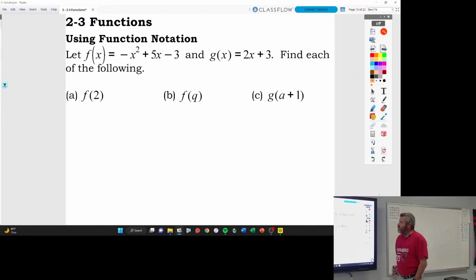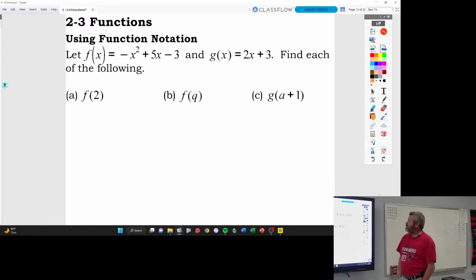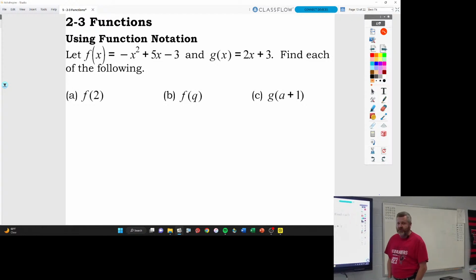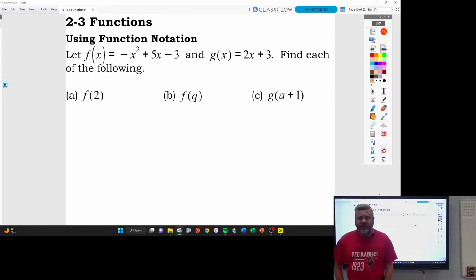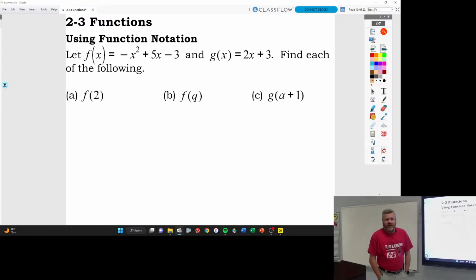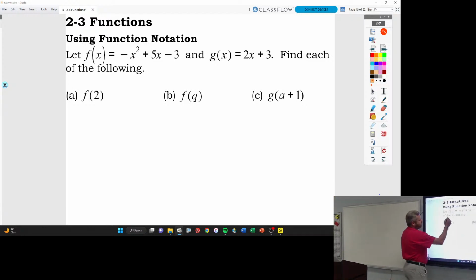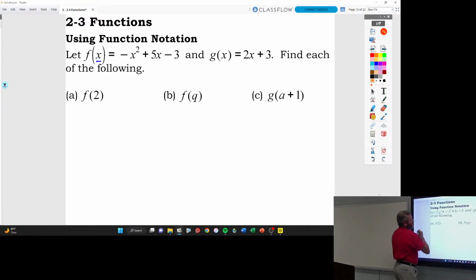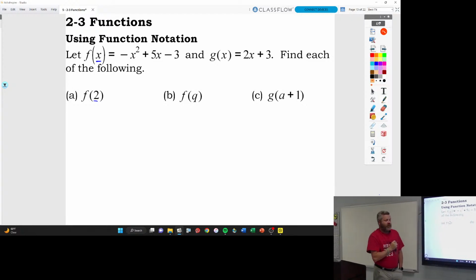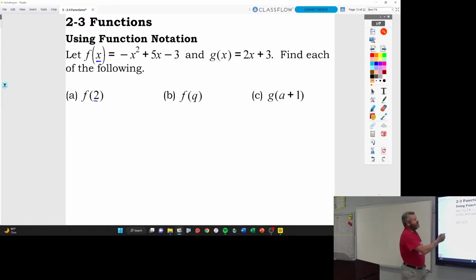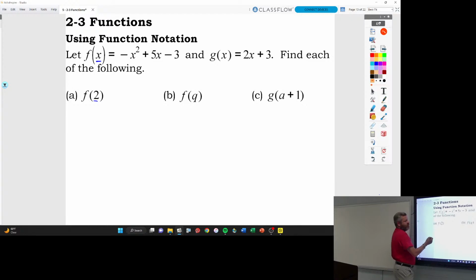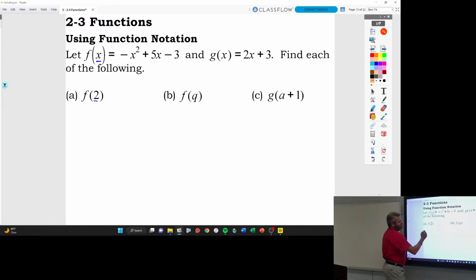Let f of x equal negative x squared plus 5x minus 3 and g of x equals 2x plus 3. Find each of the following. Folks, all this is saying is change the x values. So notice that my function is f of x, and part A says f of 2. What that means is they changed the x to a 2. So because they changed the x to a 2, I'm going to change the x to a 2.